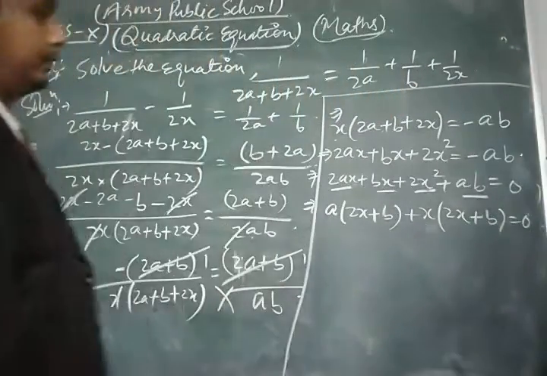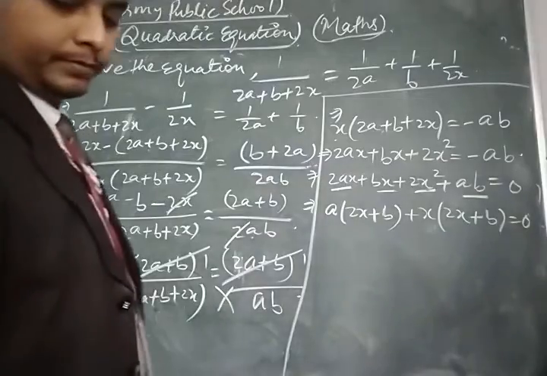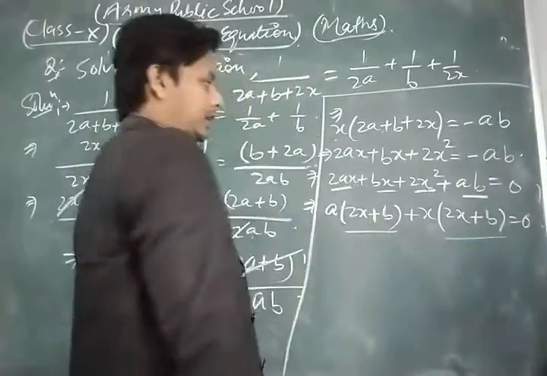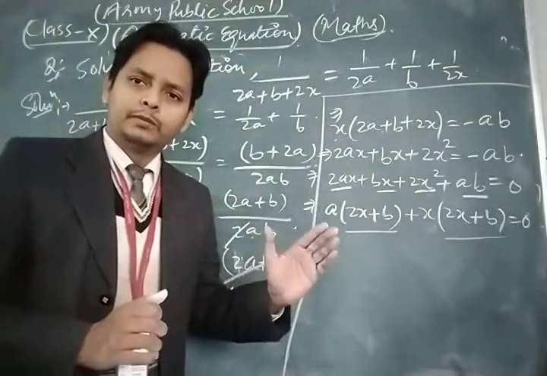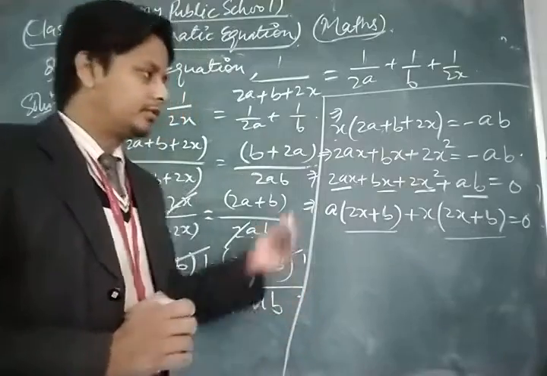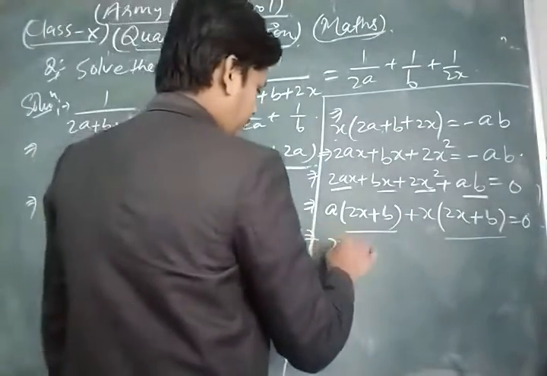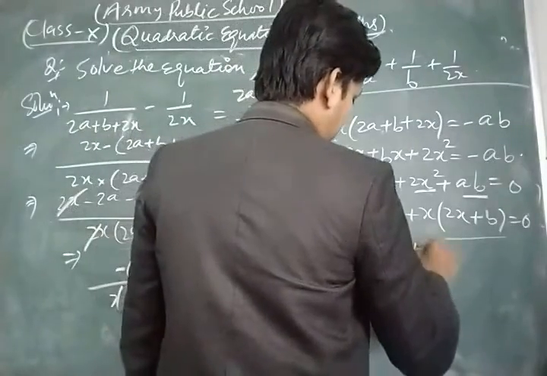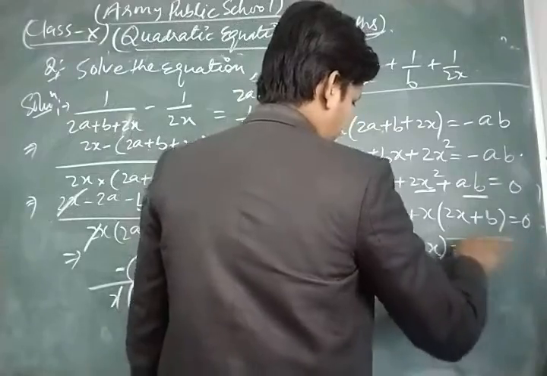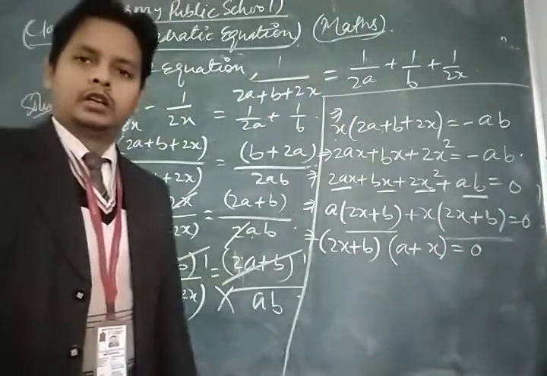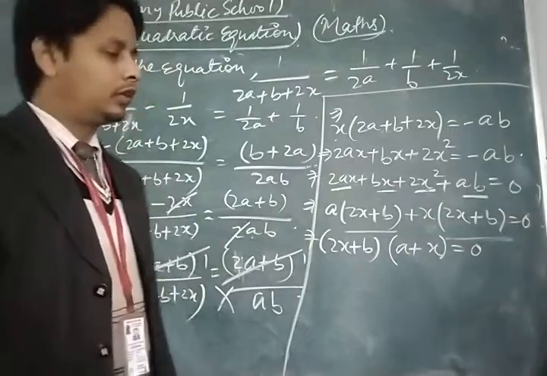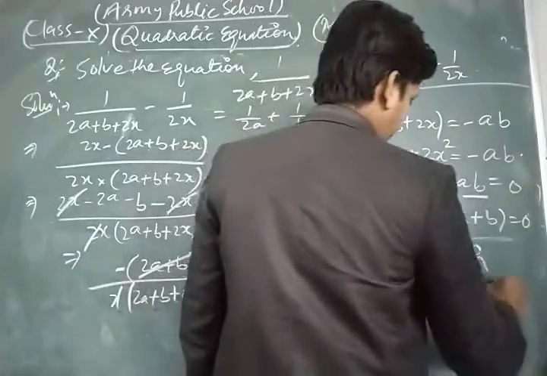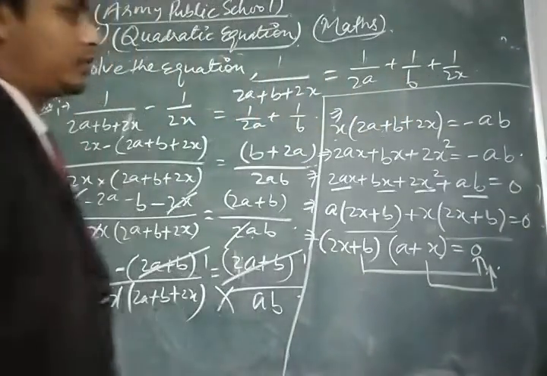is equal to 0. Now look, 2x plus b is common in both the terms. So from both the terms we take 2x plus b as common, and in the next bracket this is a plus x is equal to 0. Now we take 2x plus b is equal to 0, and then we take a plus x is equal to 0.